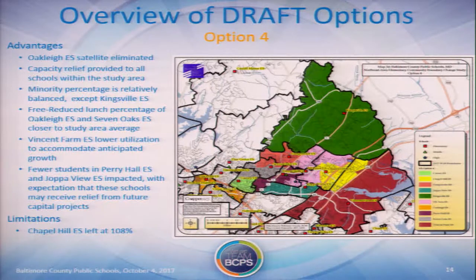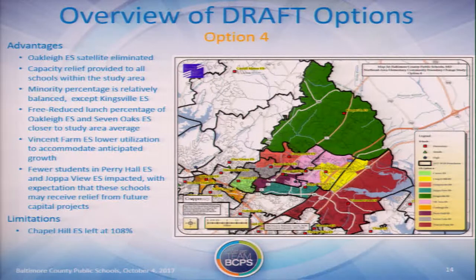Fewer students in Perry Hall and Joppa View are impacted in this option, with the expectation that they may receive relief from future projects. So you could see Joppa View doesn't have much impact at all, but there is a new school coming in right here. So thinking about trying to see, we don't see much more relief planned up in this northern part of the district. So the thought is possibly give them as much relief because they don't have anything coming down the road. But these schools down here do have potential for relief with another school being built right down in this area.